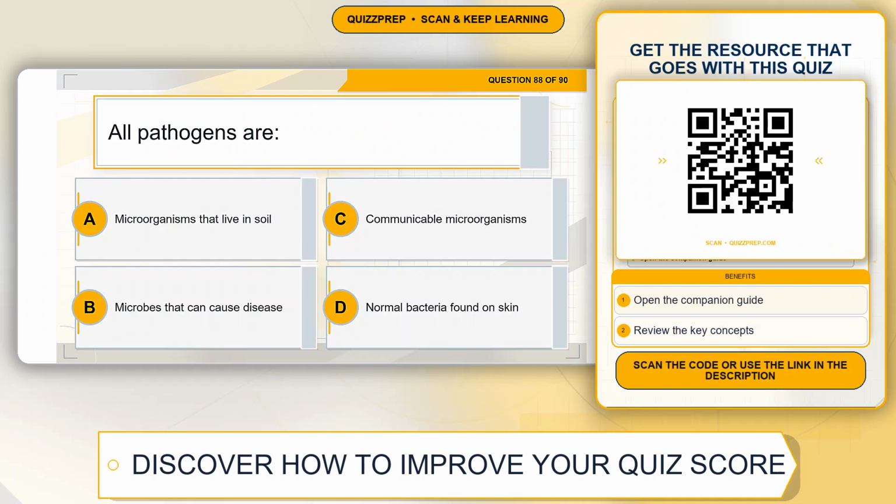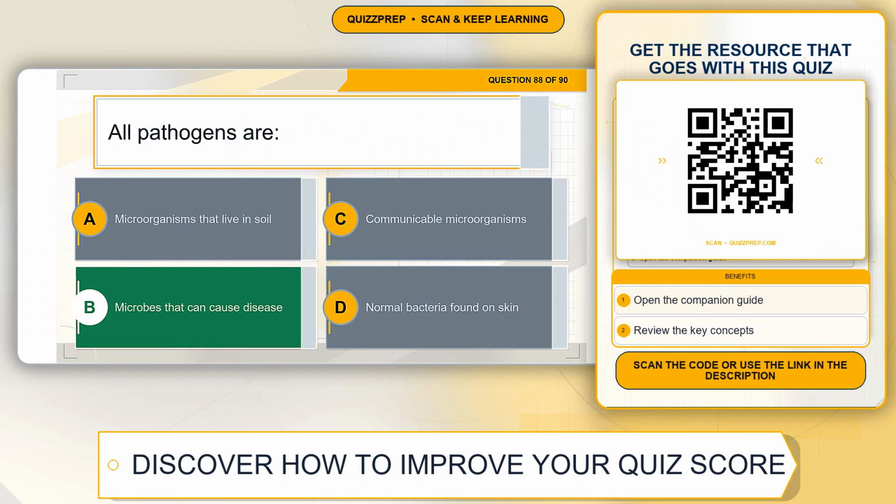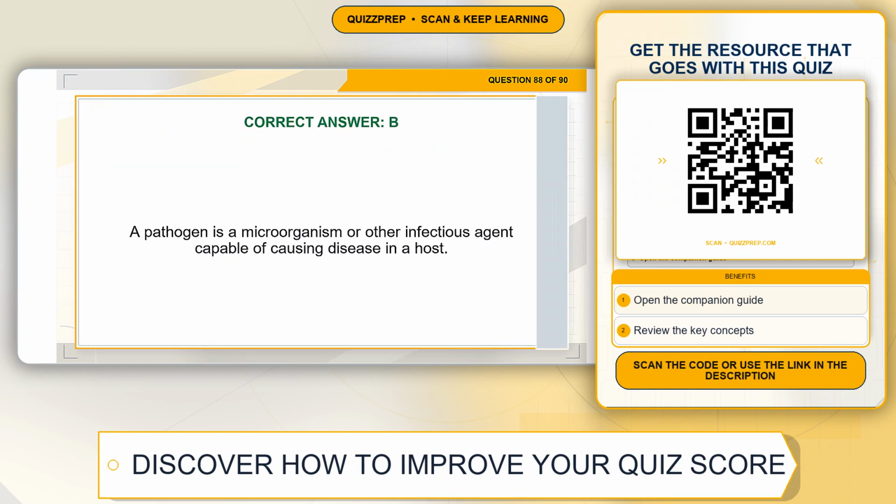Question 88. All pathogens are Option A, microorganisms that live in soil. Option B, microbes that can cause disease. Option C, communicable microorganisms. Option D, normal bacteria found on skin. The correct answer is option B, microbes that can cause disease. Explanation. A pathogen is a microorganism or other infectious agent capable of causing disease in a host.